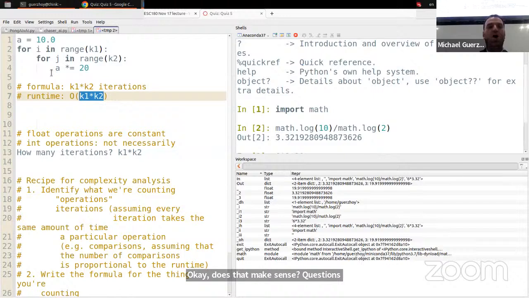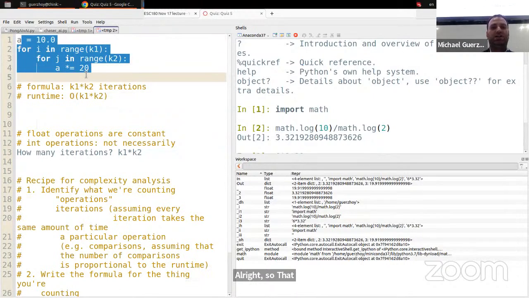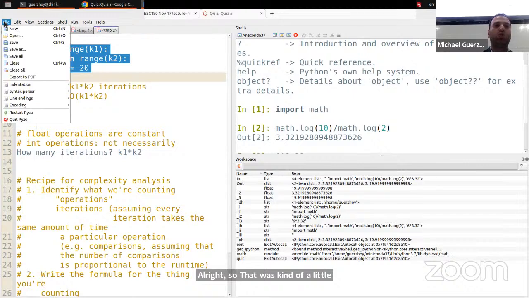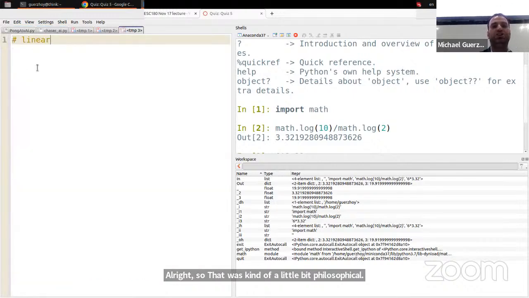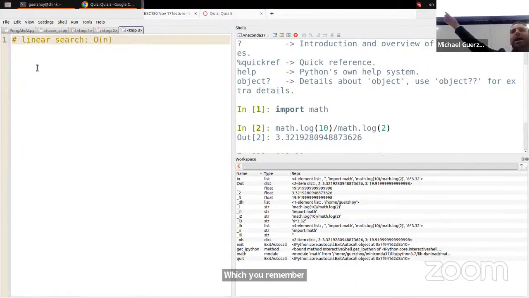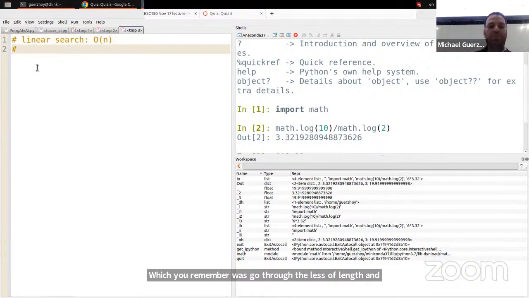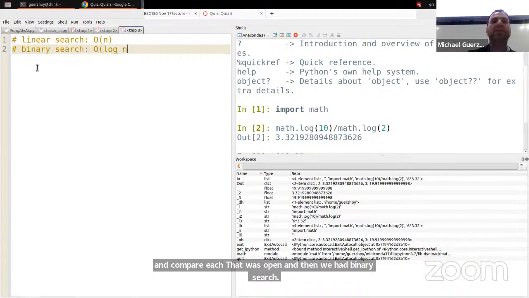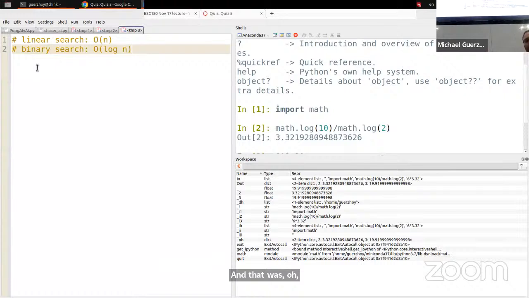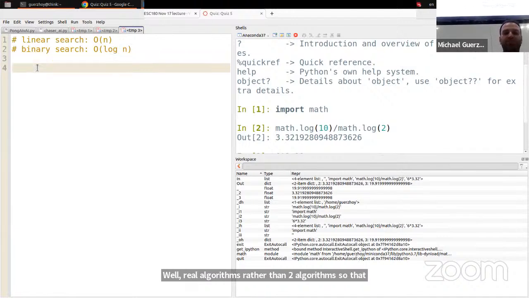All right, so that was a little bit philosophical. So far what we had was linear search, which you remember was go through the list of length n and compare each element to the query. That was O of n. And then we had binary search, and that was O of log n. And I want to give a few more algorithms, real algorithms rather than toy algorithms, so that you get more of a feel for what can happen.